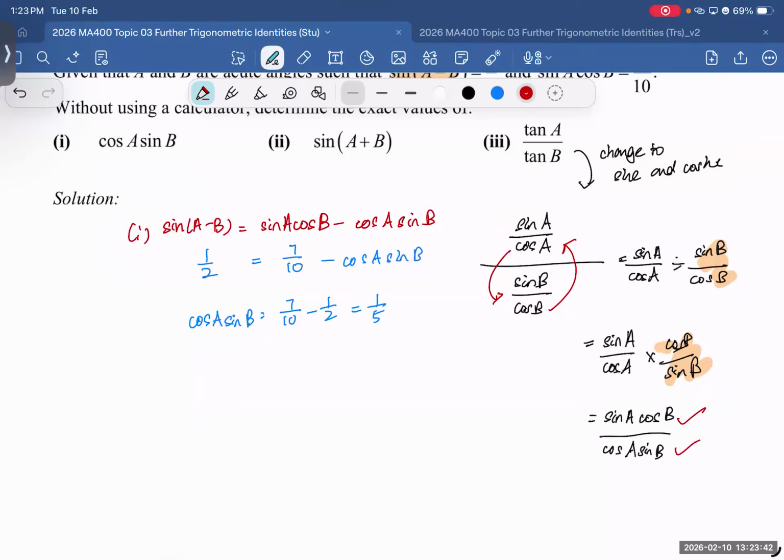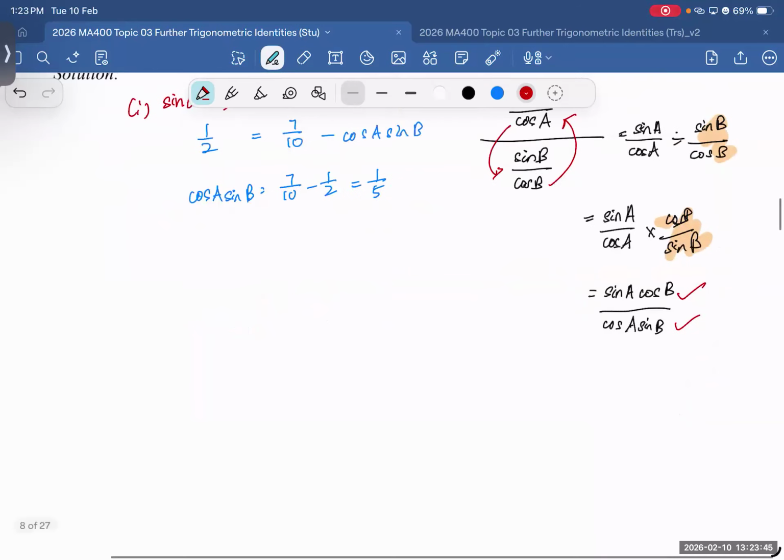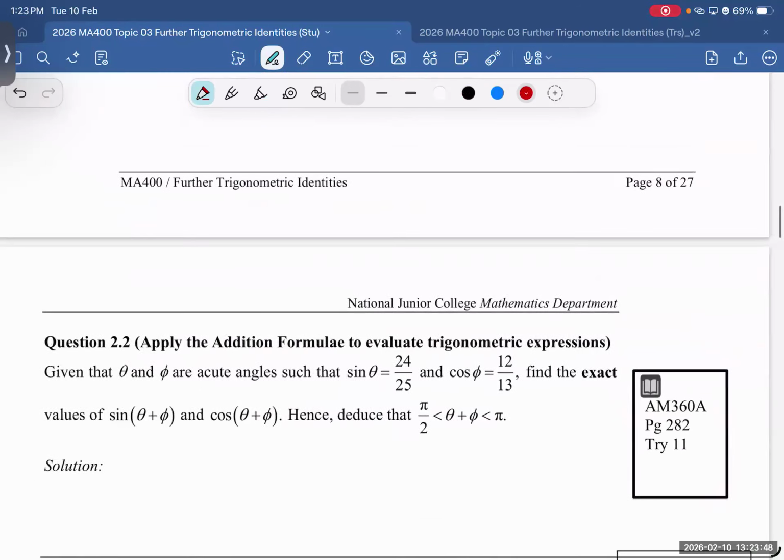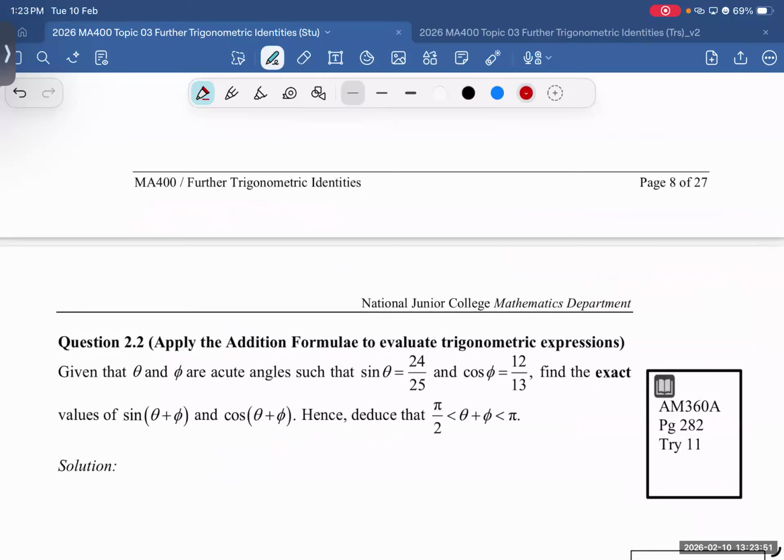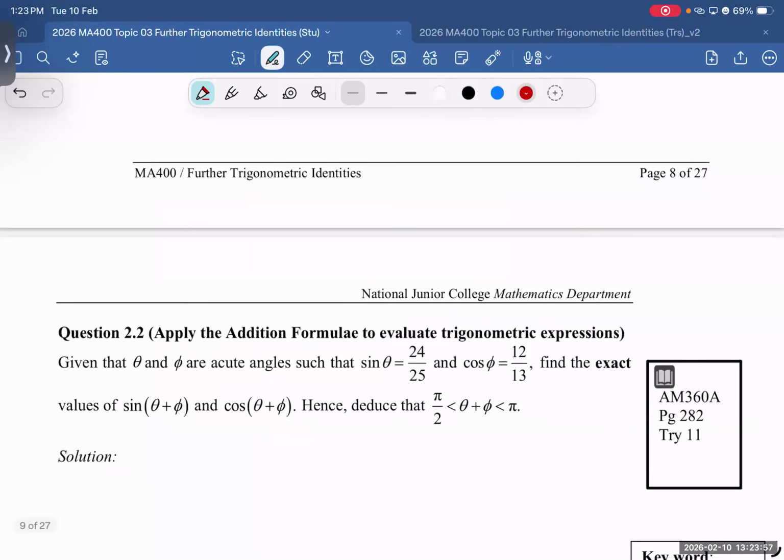Alright, now I'm going to go to question 2.2. Javier, do you see 2.2? Answer is the same. But have you managed to show this part? You managed to show this. Both equal to 1.